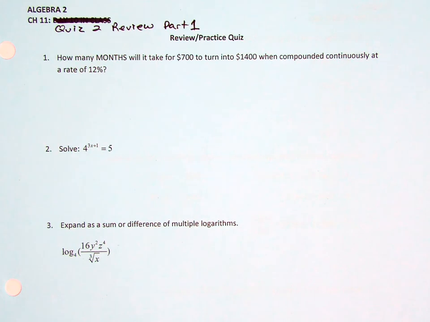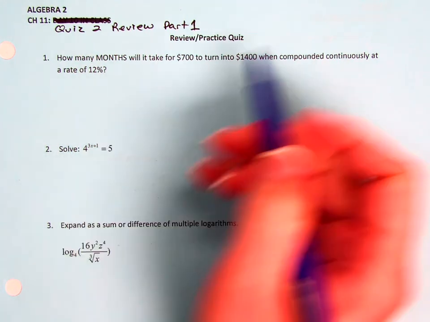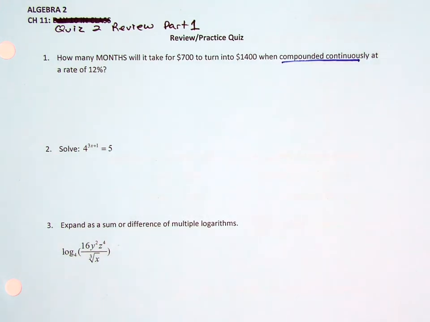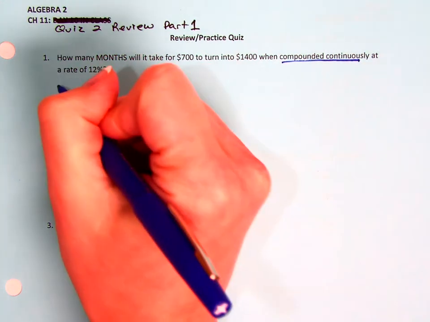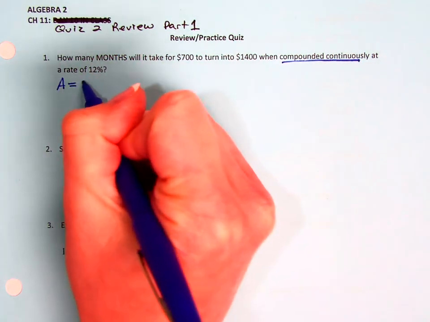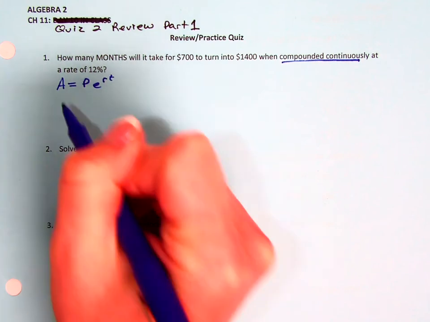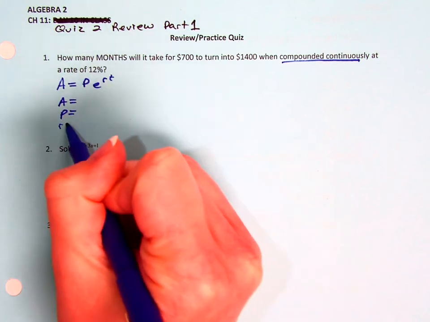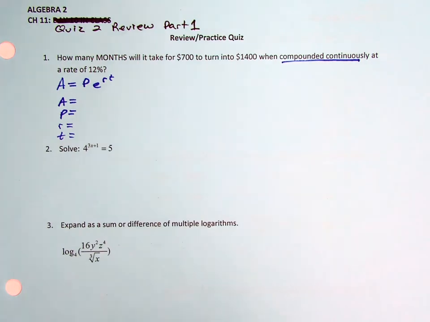Alright, so number 1, how many months will it take for $700 to turn into $1,400 when compounded continuously? Remember that you need to look and see how it's compounded first so you can determine what formula you're going to use. Since it's continuously, we're using A equals P e to the RT, which means I need to identify what the A is, what the P is. E is a number, so I don't have to worry about that. What's the R and what's the T?